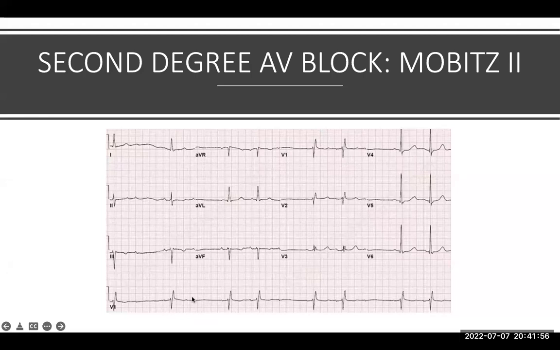The PR interval is constant, here there is a drop. So there is a P wave, but there is no transmission. Then another QRS comes. Another QRS comes. The PR interval is constant. Then there is a P wave here, it's not transmitted. There is another P wave here, it's not transmitted. Then we have a third P wave, which is transmitted. Okay?